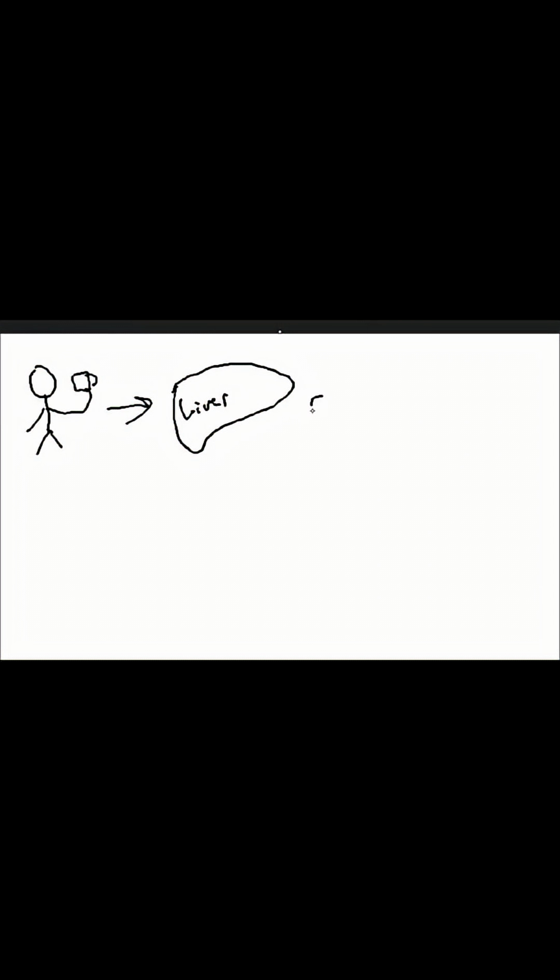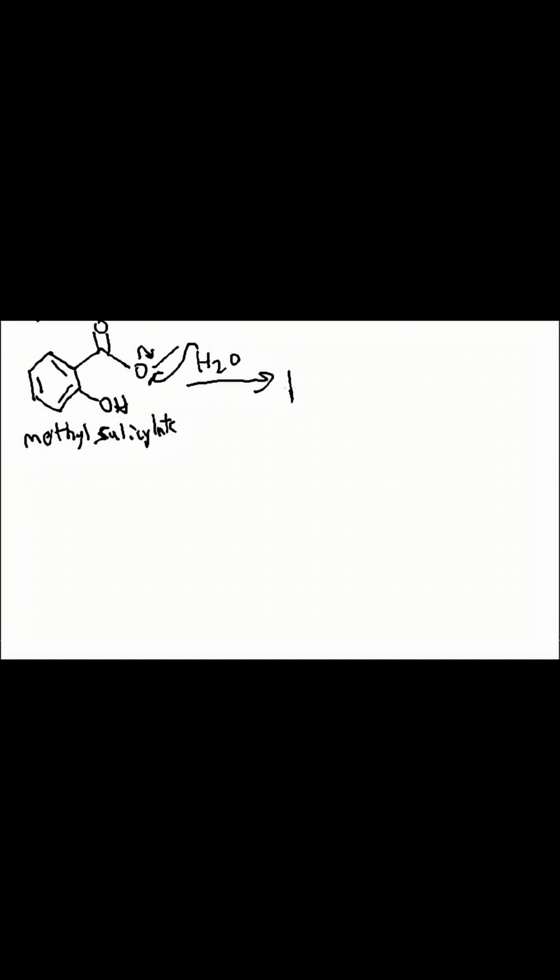Eventually, the chemical makes it to your liver, in which an enzyme called carboxyl esterase helps catalyze the reaction. Here we have methyl salicylate. Here it reacts with water and goes through ester hydrolysis. So the bond on the oxygen and the carbon breaks off, and one of the hydrogens from the water comes on. What you're left with is salicylic acid and a methanol.